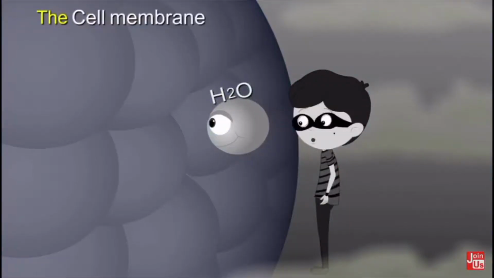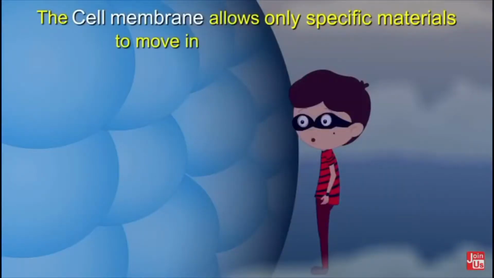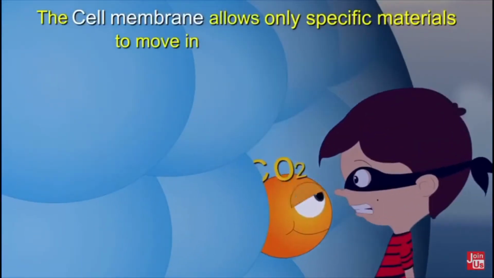Carbon dioxide and oxygen are 2 molecules that undergo simple diffusion through the membrane. The simple diffusion of water is known as osmosis.